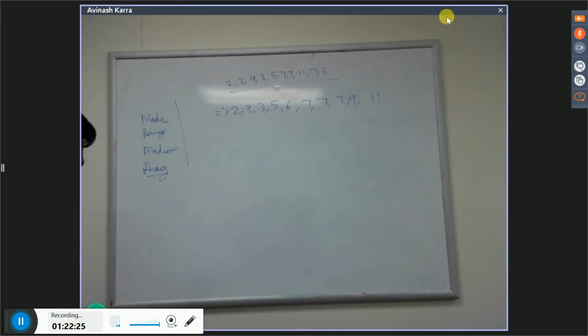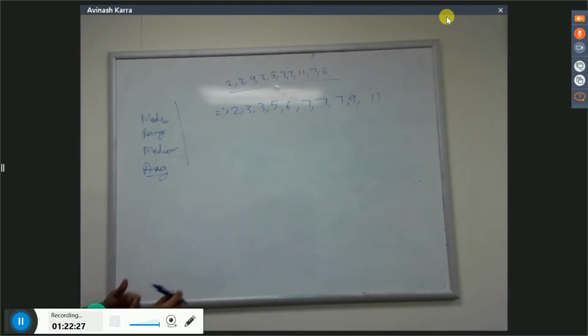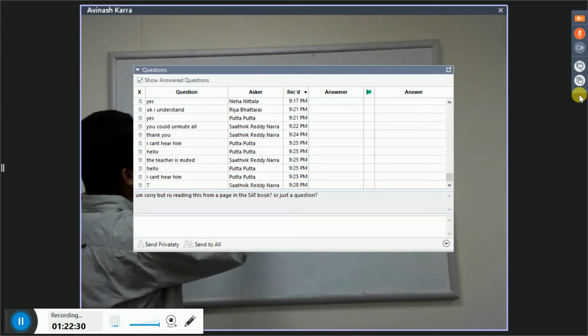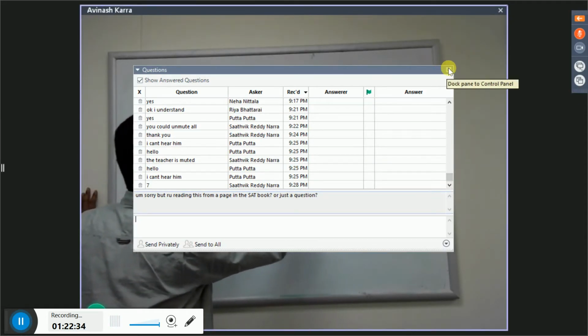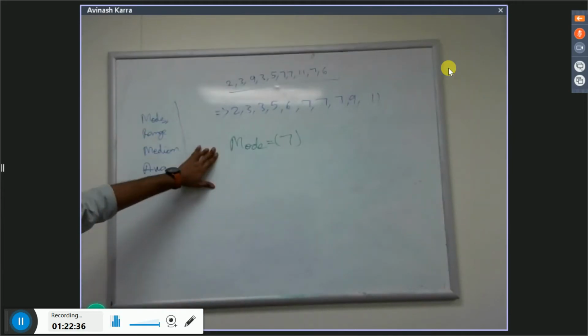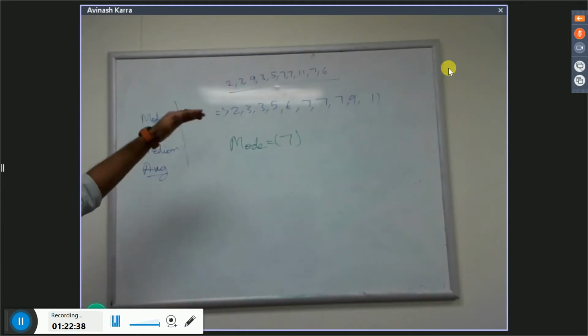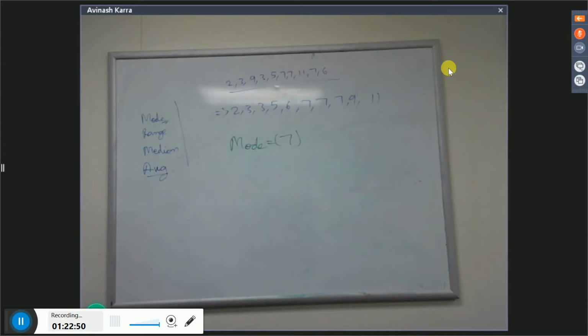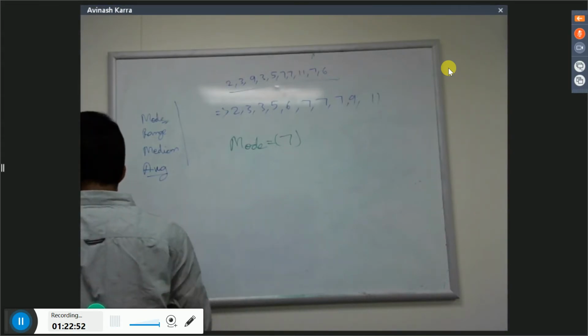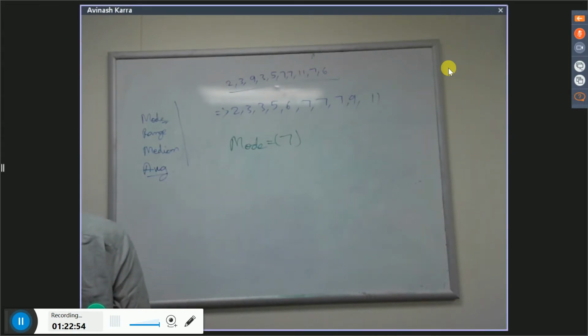Anyone? 7. So, mode is equal to 7. Perfect. See, mode is nothing but the number or the value which appeared the most number of times in the sequence. Clear? Yes. Thank you.